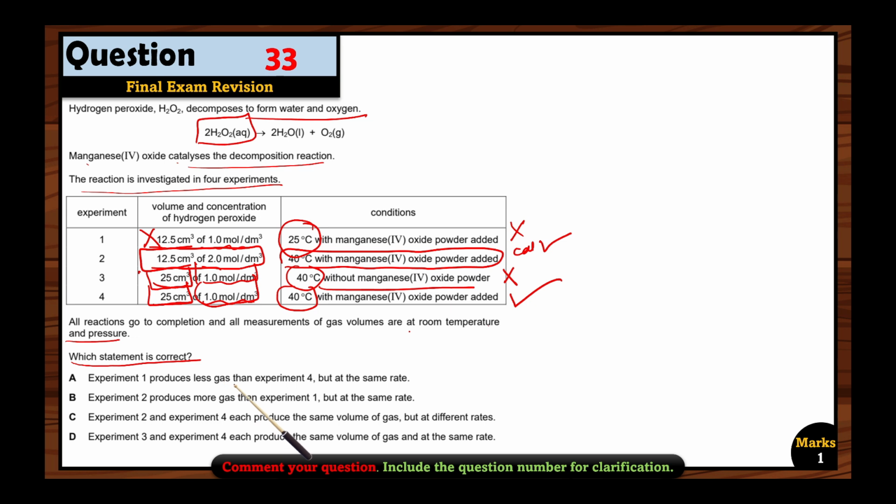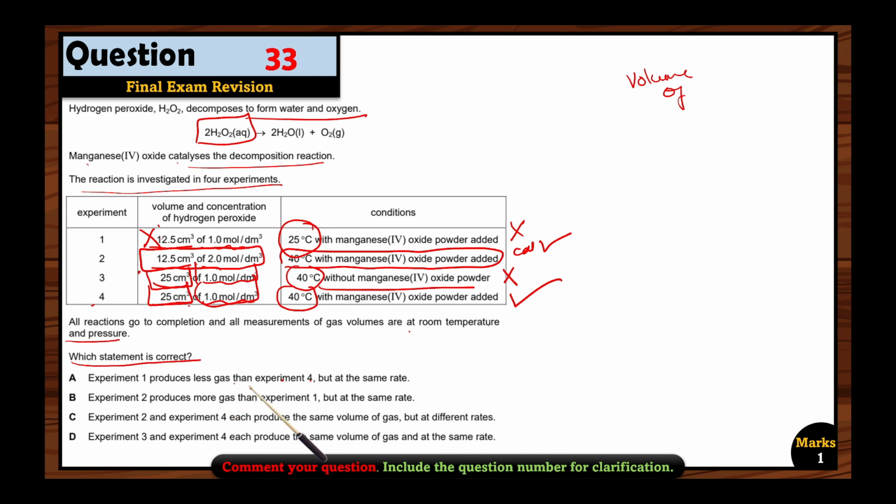Experiment 1 produces less gas than experiment 4 but at the same rate. If you see experiment 4, yes, experiment 1 will produce less gas, because the volume of the gas will depend on the volume of your reactant. Also the volume of the product will depend on the volume of the reactant. The volume of the reactant is less here, so it means it's right.